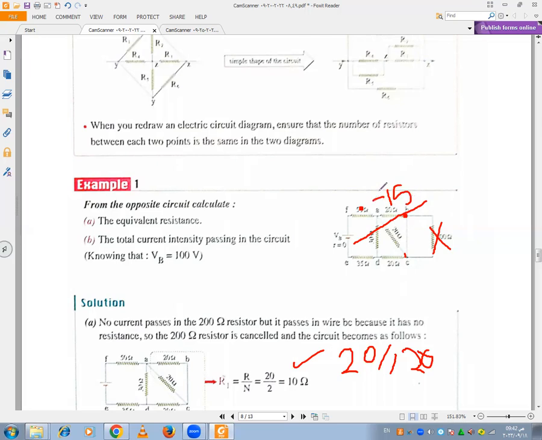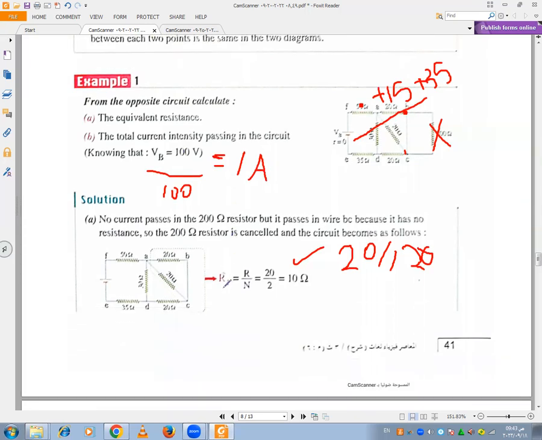50 plus 15 plus 35 equals what? Equals 100. The total current intensity equals V over R dash, so 100 divided by 100 equals 1 ampere. The total current intensity equals 1 ampere.